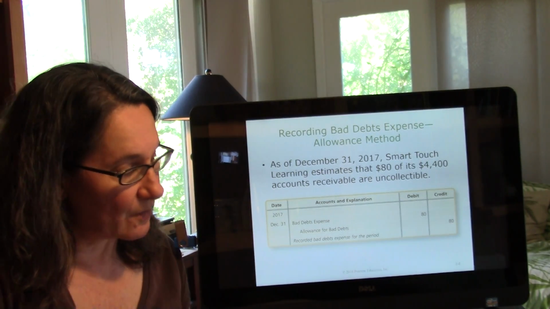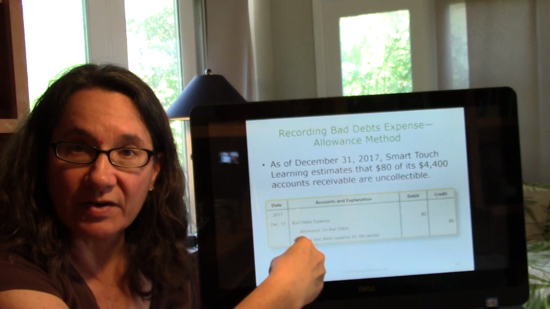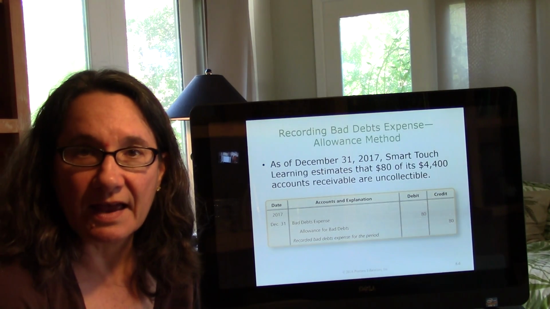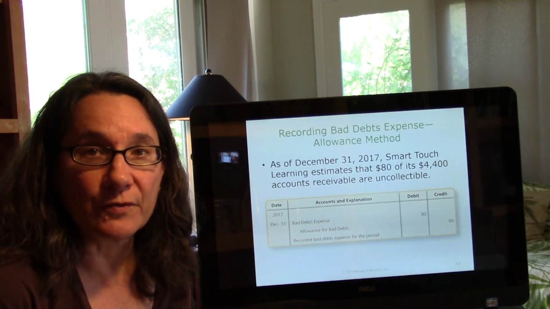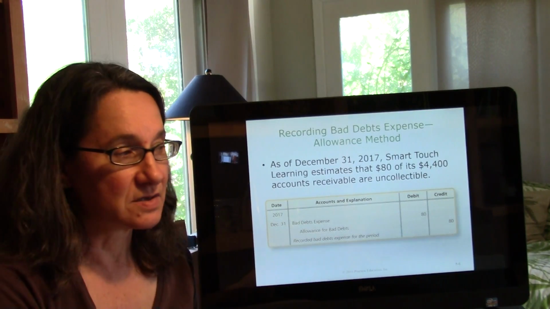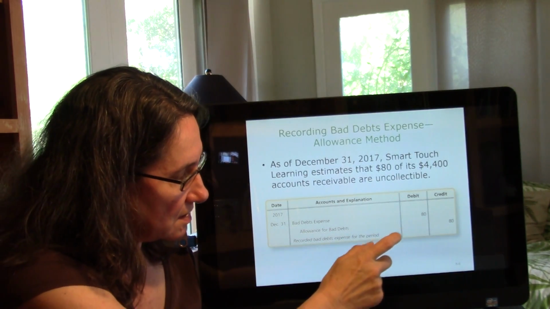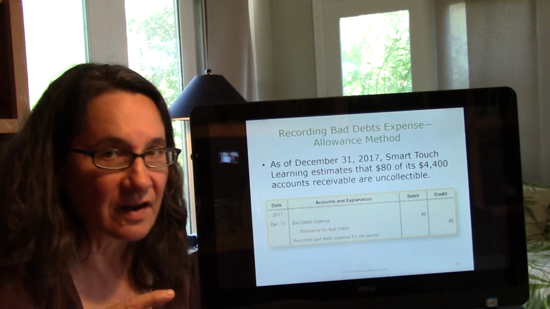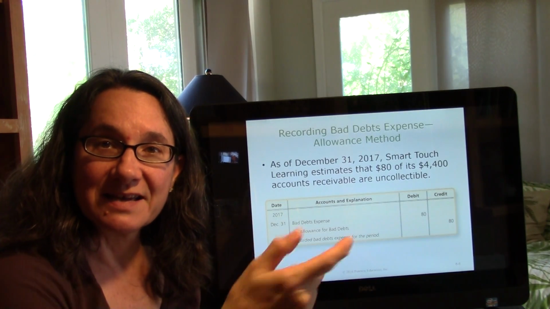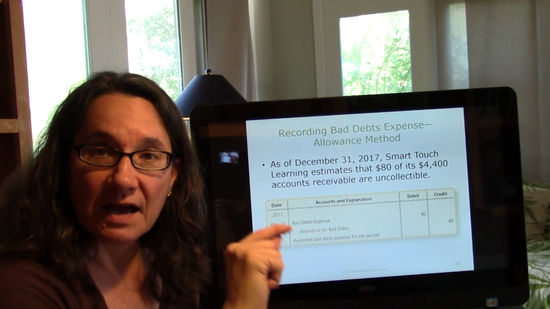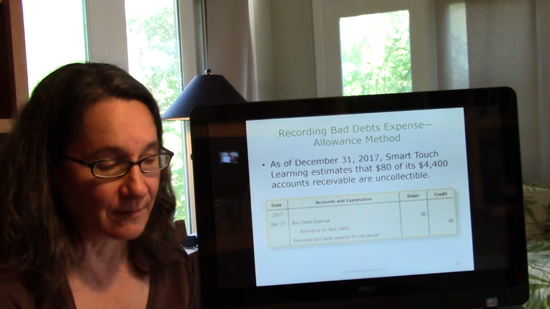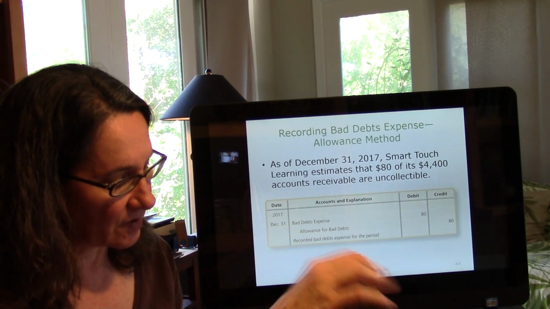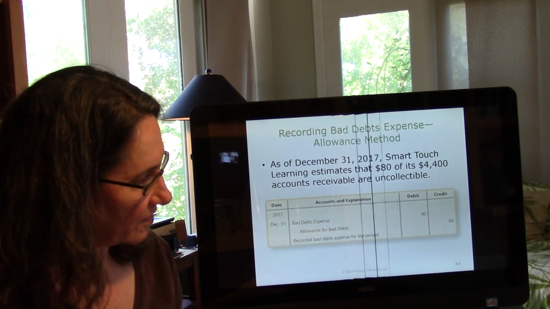And there you're done. See how we didn't write anything off? Remember on direct write-off it was bad debt expense, accounts receivable Jones, or something like that. We haven't written anybody off yet because we don't know who's not going to pay. We're just setting it up. So bad debt expense, debit, because expenses are always debits, and allowance for bad debts, credit, because it's a contra asset. It's going to reduce the asset accounts receivable, so it's a credit. All right, so now we've set up our allowance, and now there's some money sitting out there in the allowance account, and we've increased our expense account, and everything's all good.